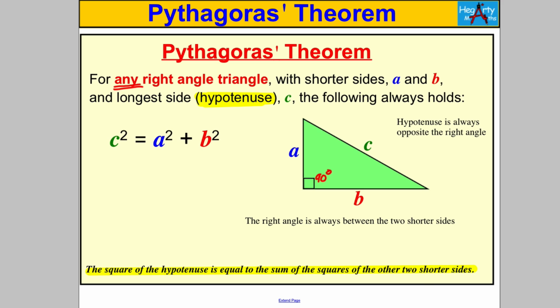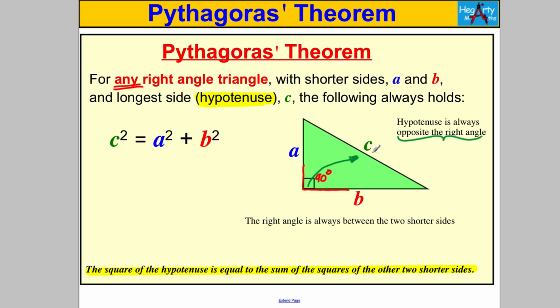Now, sometimes how would you know which one's the hypotenuse and which ones are the shorter sides? It always turns out, always, that the longest side, the hypotenuse, is always opposite the 90 degrees. It's opposite the 90 degrees. So that can help you identify the hypotenuse. And the two shorter sides, well, the 90 degrees is always the angle between the two shorter sides. So when you see the 90 degrees, you know that the side beside it and the other side beside it are always the two shorter sides, and the one opposite it is always the hypotenuse, the longest side.